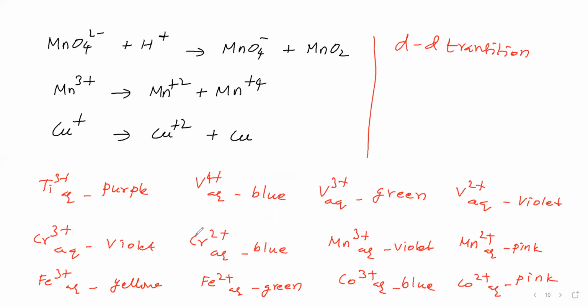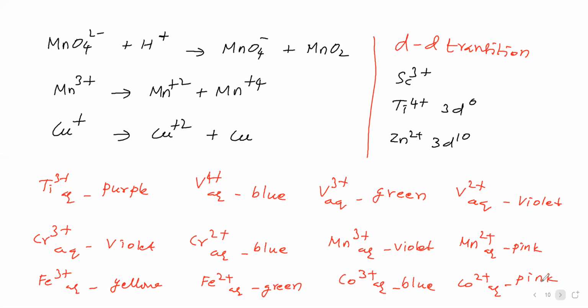Now we will take scandium plus 3. Scandium plus 3 is colorless because no d electrons. Titanium plus 4 is colorless because 3d is 0. Zn plus 2 is colorless because 3d is 10, completely filled. Completely filled means how will it go for dd transition? Cannot. So in these cases, these are colorless.